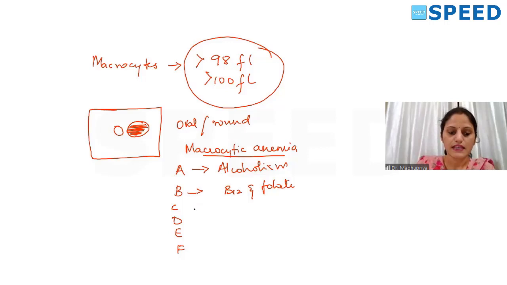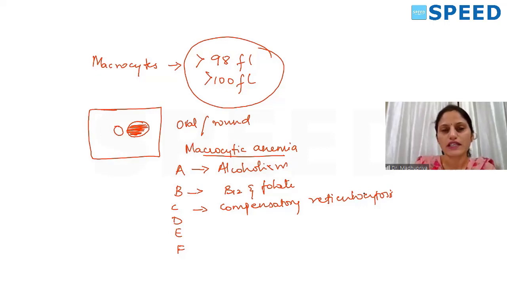Then C is compensatory reticulocytosis, which is seen in any hemolytic anemia. Why in reticulocytosis is the MCV high? Because reticulocytes are larger than the RBCs, isn't it? So whenever there is hemolytic anemia, there is an increased number of reticulocytes. So in general, the Coulter will give you a raised MCV value. Then what is D?